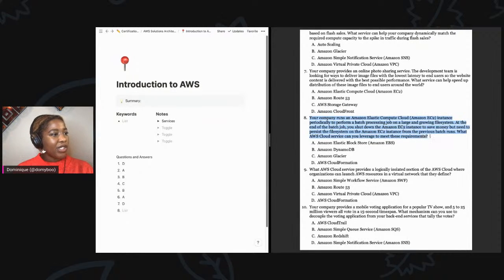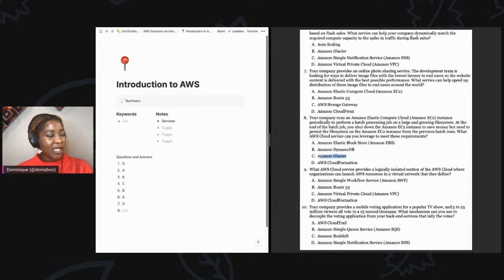Number 8, your company runs an EC2 instance periodically to perform a batch processing job on a large and growing file system. At the end of the batch job, you shut down the EC2 instance to save money, but you need to persist the file system from the previous batch run. Which cloud service can you leverage to meet these requirements? So essentially, they're asking, what can I use for storage? So you have Elastic Block Store, DynamoDB, Glacier, and CloudFormation.